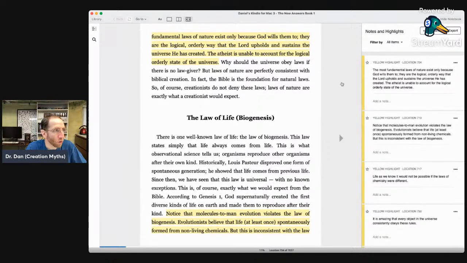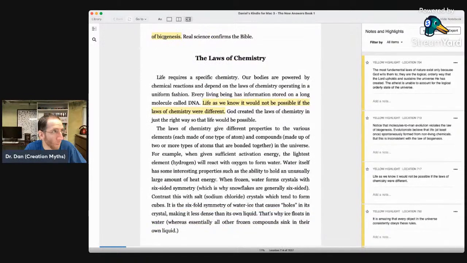So from there, he talks about the law of life or the law of biogenesis. He says, notice that molecules to man evolution violates the law of biogenesis. Evolutionists believe that life, at least once, spontaneously formed from non-living chemicals, but this is inconsistent with the law of biogenesis. Real science confirms the Bible, which we could spend 3 hours unpacking that one line, but instead we're going to ignore it because we have other things to talk about.